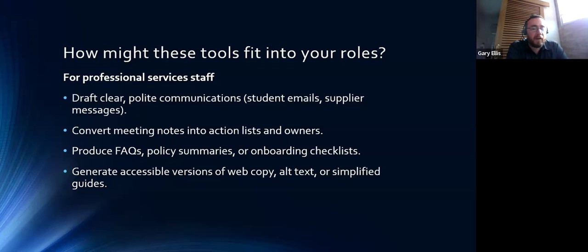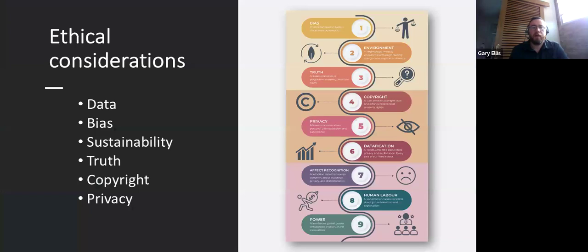Also, it can make accessible versions of copy, alt text, simplified guides, all the types of things that we may find sort of mechanical in nature, but can save us time if we get a bit of help from the large language model. Okay, so we also have ethical considerations. I think Rob's going to run through these.